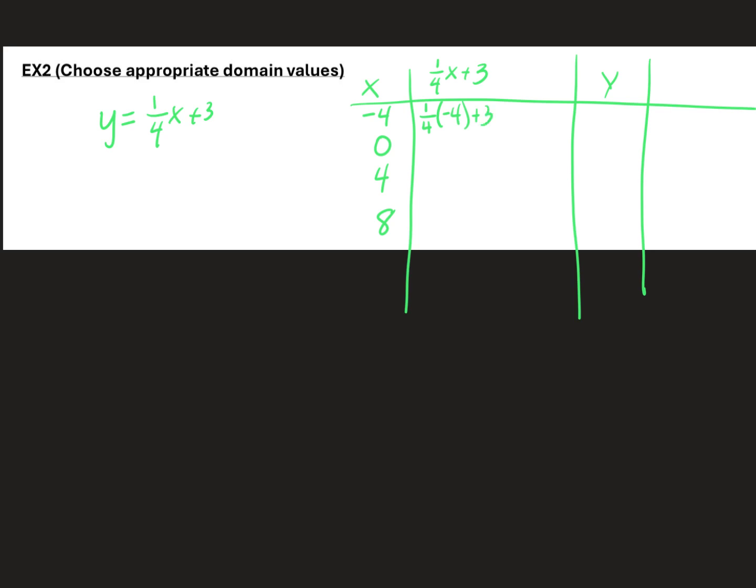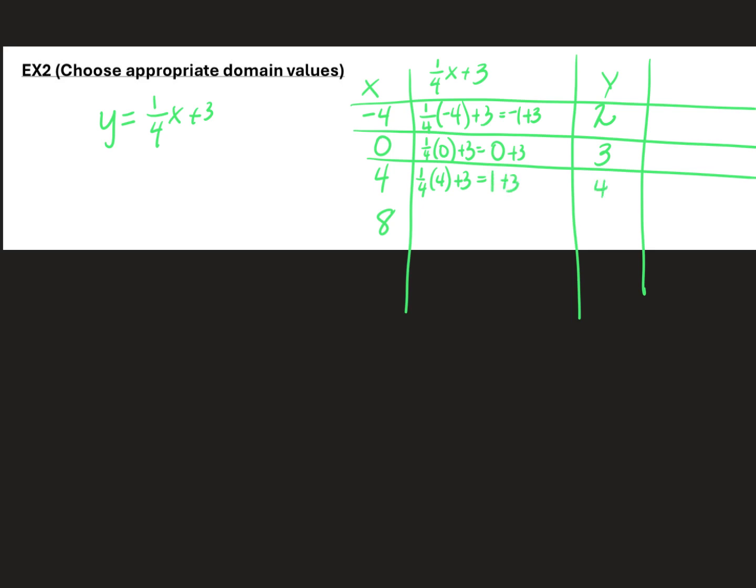-4 times 1/4 is -1. Let me show you quickly how I knew that. This 4 and this 4 would reduce away and leave a 1, and 1 times -1 is -1. Then I'm going to add 3 to that, and that answers 2. For the second one, 1/4 times 0 plus 3 is going to be 0 plus 3, so that answers 3. Then the next one, 1/4 times 4 plus 3 would be +1 plus 3, so the answer is 4. And then 1/4 times 8 plus 3. 4 and 8 reduce and leave a 2. So it'd be 1/1 times 2/1, which is +2, plus 3, which is 5.